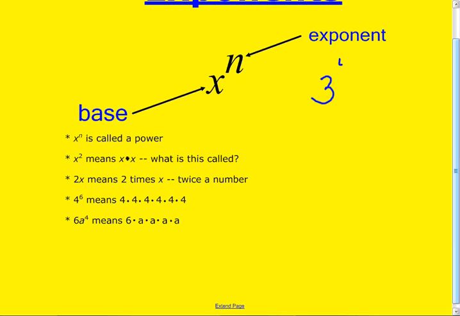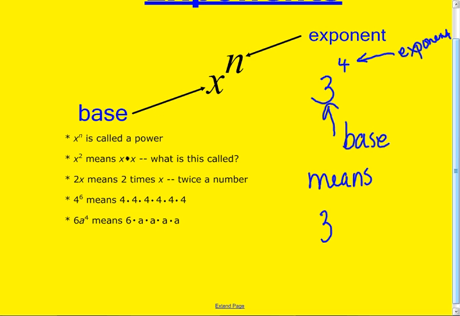If you have 3 to the 4th, the 3 is the base. That's what you're going to multiply together. The 4 tells you how many times. So that's the exponent. That's what an exponent means. If we understand what it means, we're not going to make any mistakes. 3 times 3 times 3 times 3.